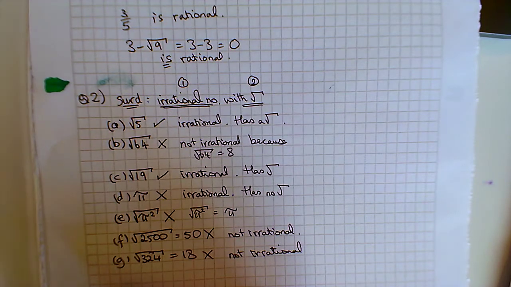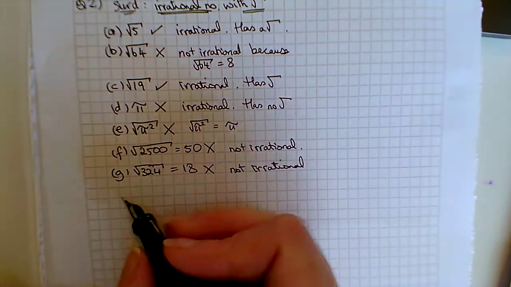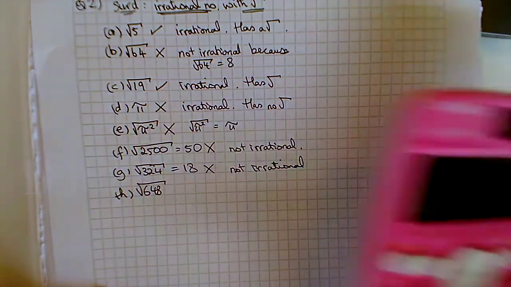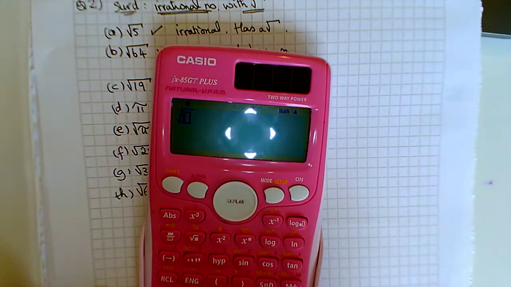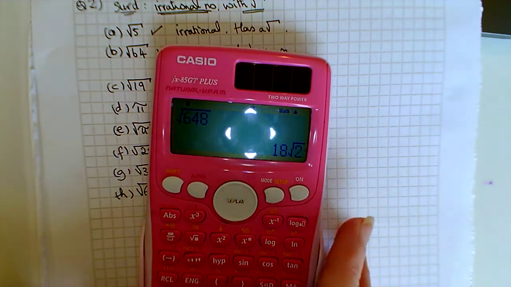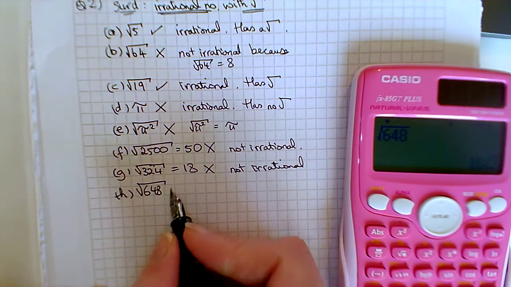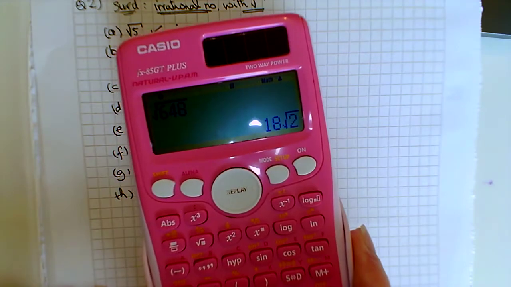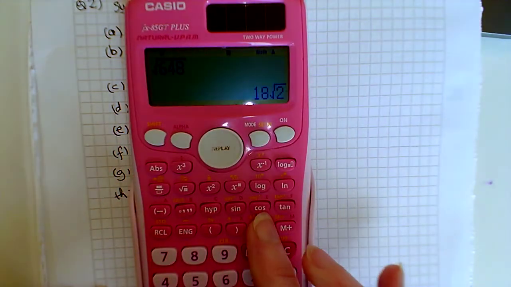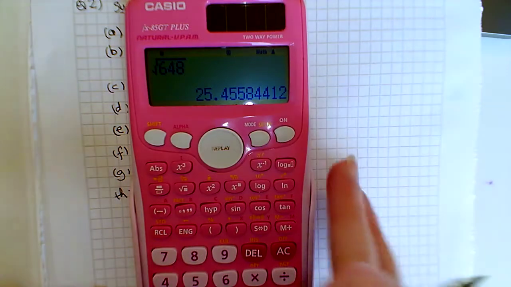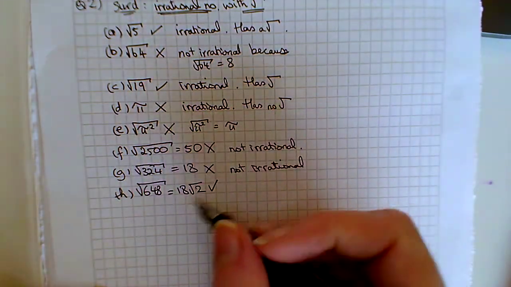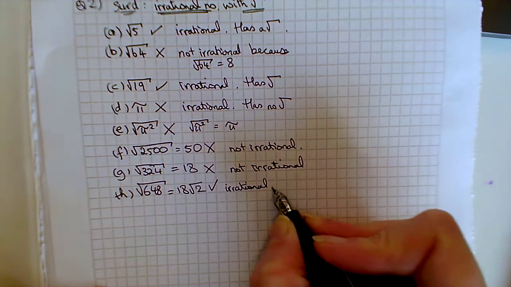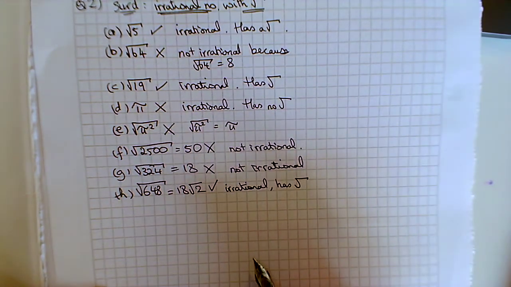H, square root of 648. Let's just check. Square root of 648 is 18 root 2. So that actually is a surd because I have a square root in my answer, and when I press my change button, I get a decimal with no repeating pattern. So this is a surd because it is irrational and it has a square root sign.